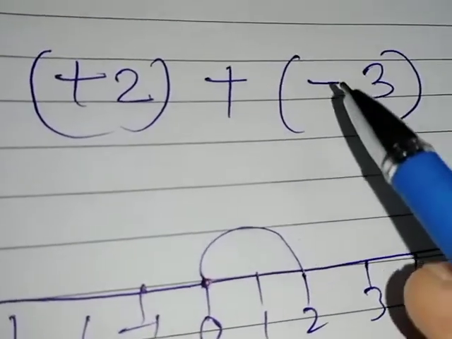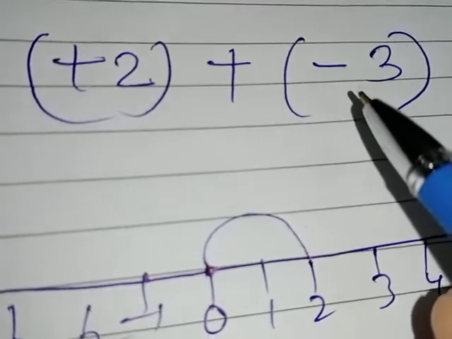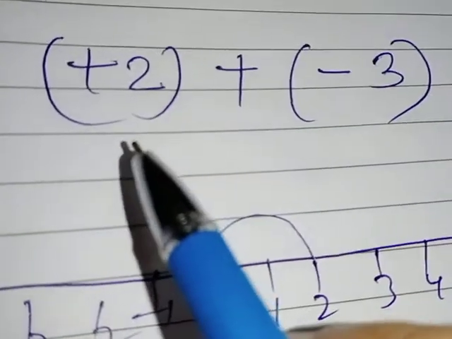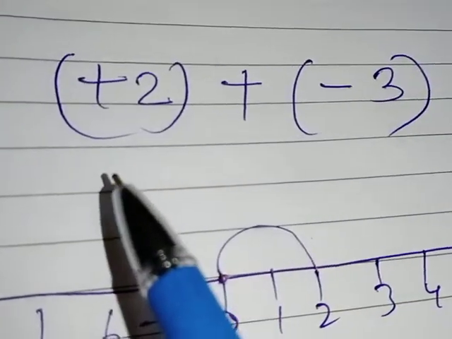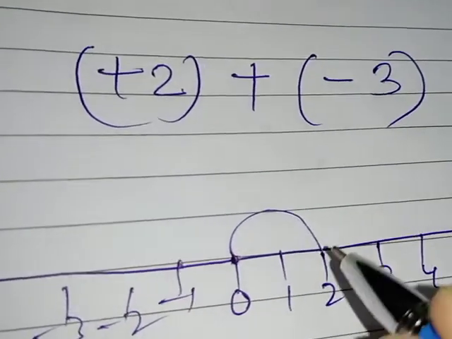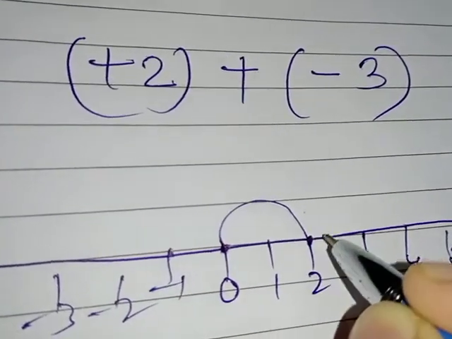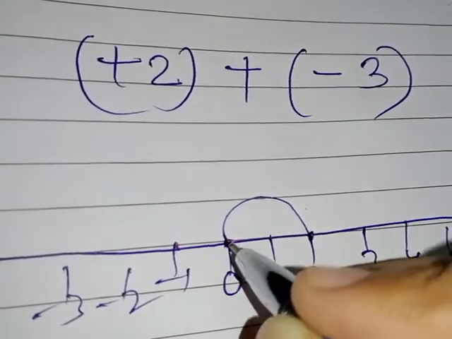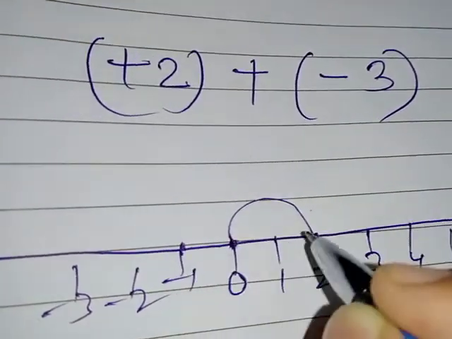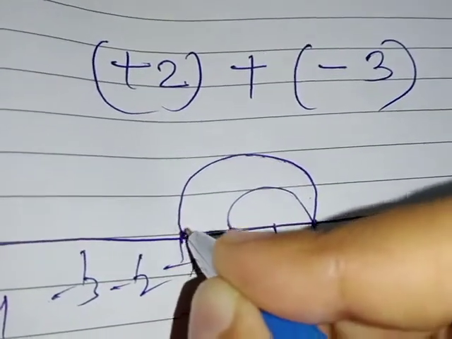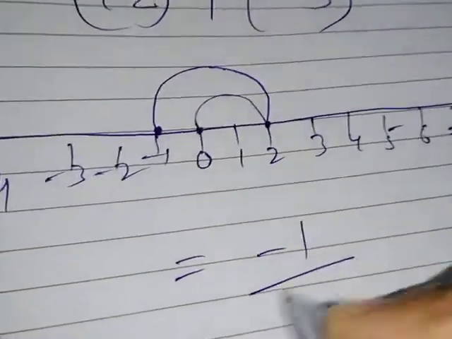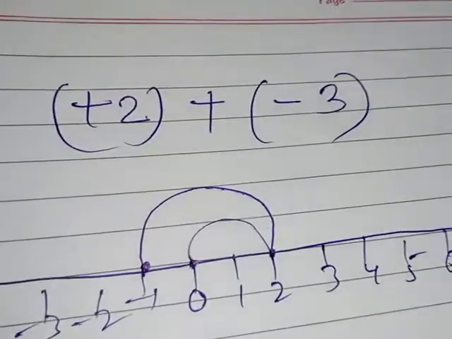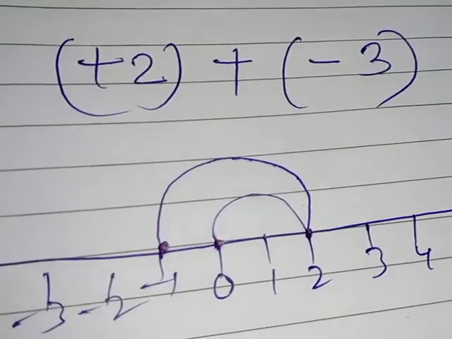And then this is minus 3. Minus 3 means we have to take a left turn, right? Left turn in 3 jumps. So here we have reached. From here we will take a left turn. So 1, 2 and 3. Here we will reach. So you see this. Minus 1 is your answer when you have a negative and a positive integer.